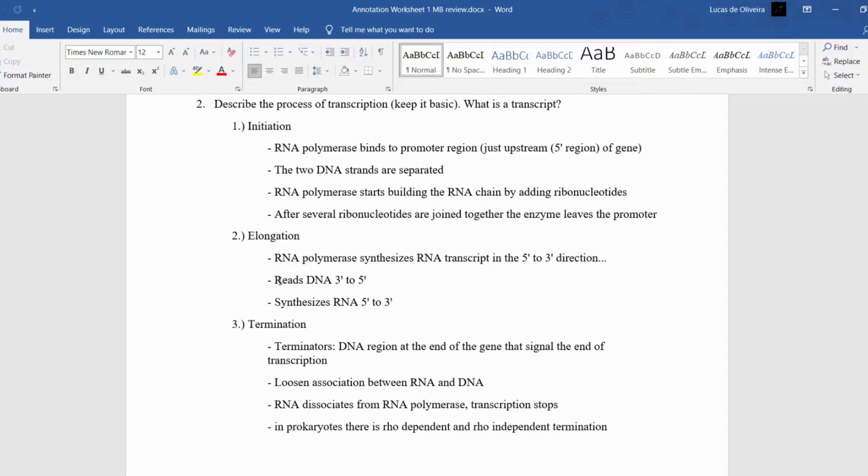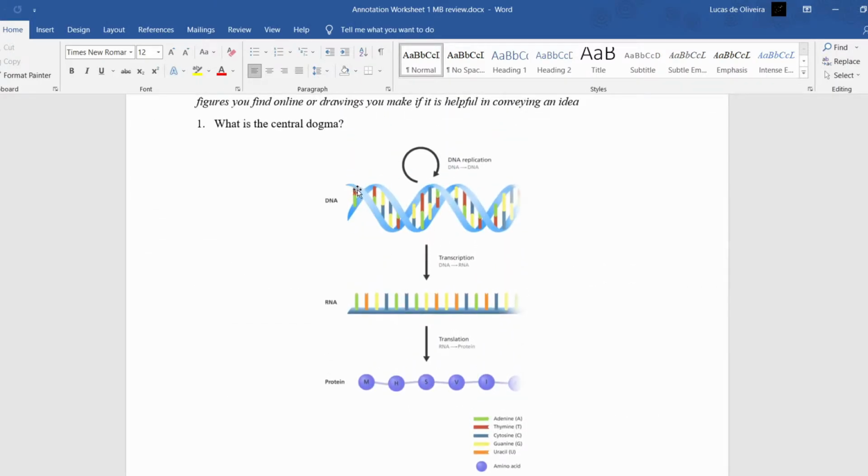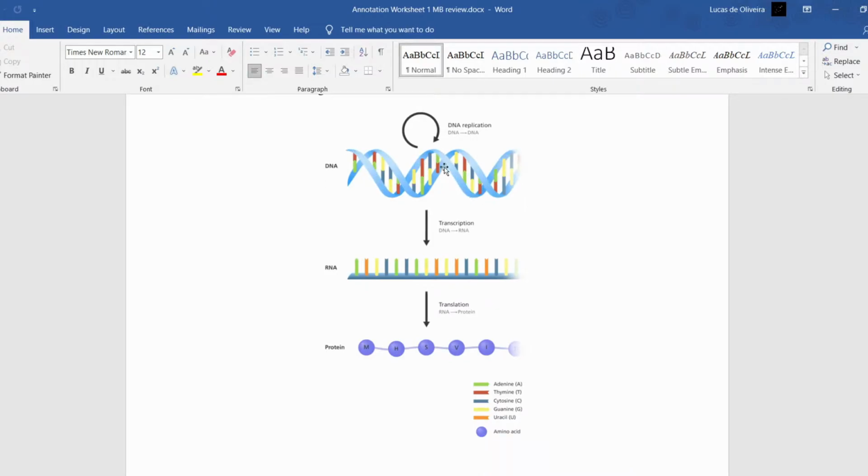To pay attention to directionality, if this strand here is going 5' to 3', the RNA polymerase is reading the DNA in the 3' to 5' direction, but is synthesizing an mRNA transcript in the 5' to 3' direction because it's complementary. This strand would be your template strand because it's serving as the template on which the mRNA transcript is based. And the opposite strand is known as the coding strand.